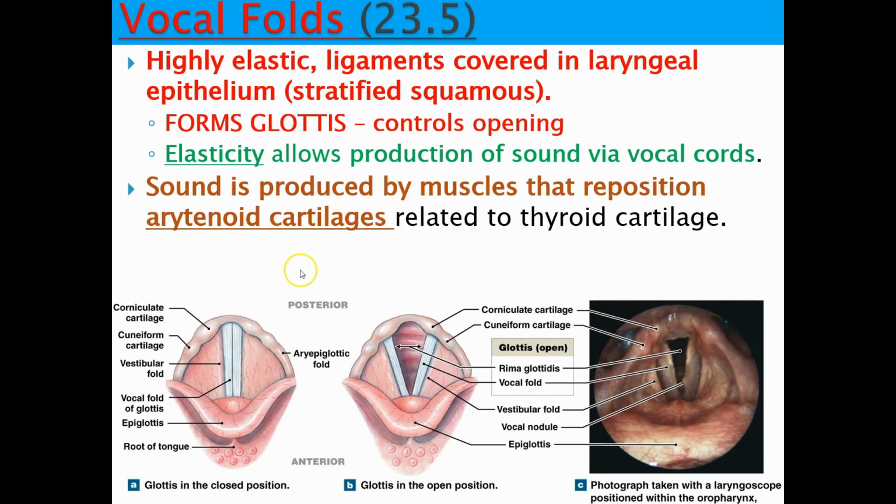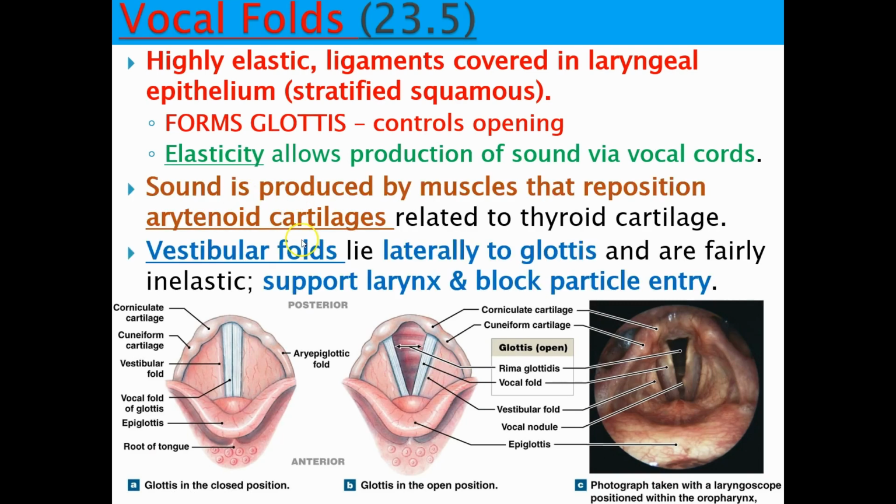All right, so outside the arytenoid cartilages producing sound, it's important that you also know that we have something called vestibular folds that are on the lateral side here. Notice these are inelastic, so they're not going to have that vibration effect. And their function, again, is structural support. So they're literally providing a structure right down here that kind of closes off this region. And that allows us, of course, to have a small opening versus this really large one. So vestibular folds, just know they're lateral to the glottis, and they support the larynx and block particle entry, i.e., they're the larger structural support.